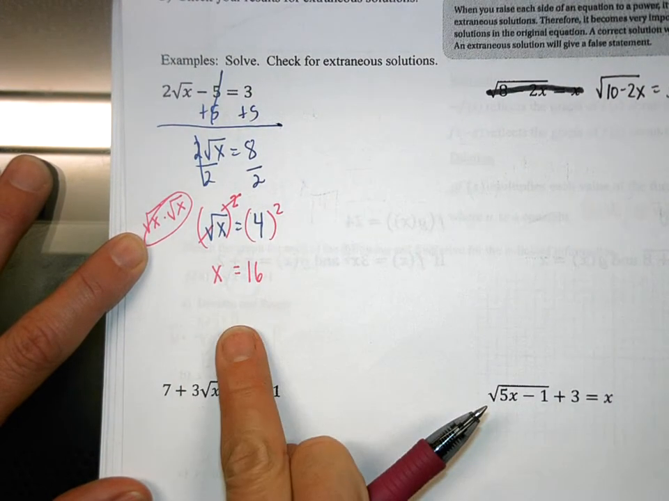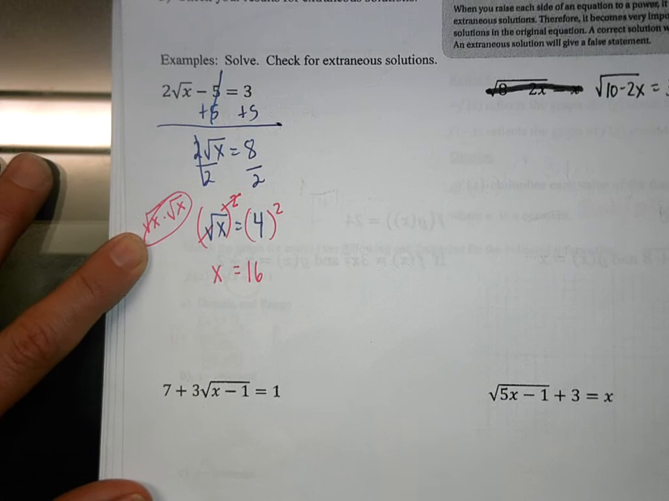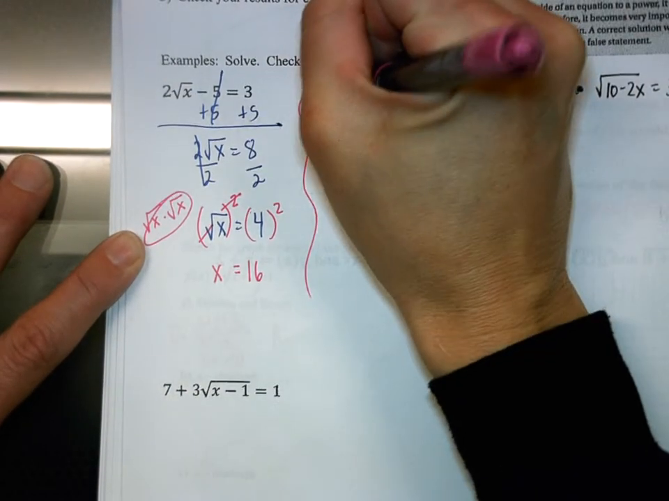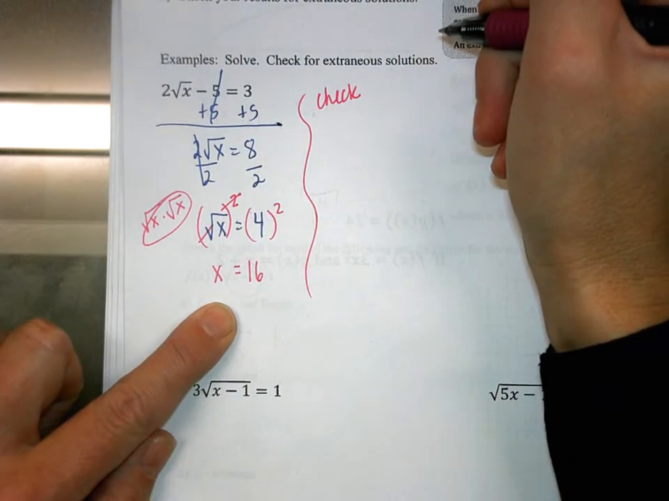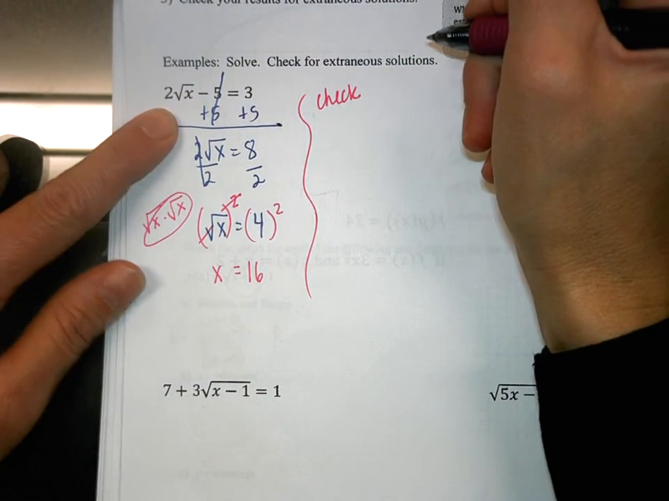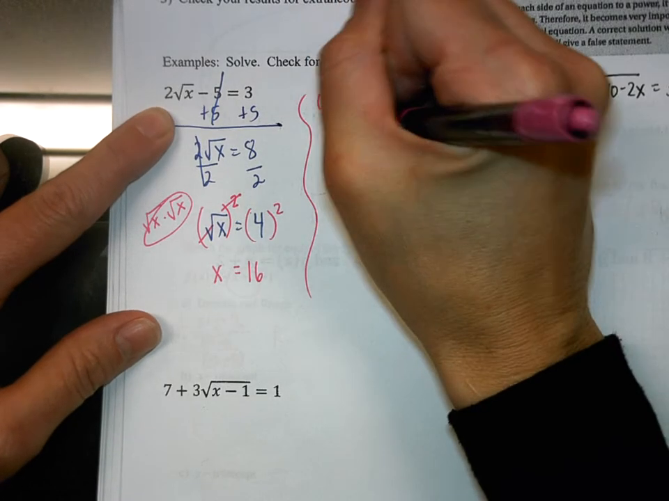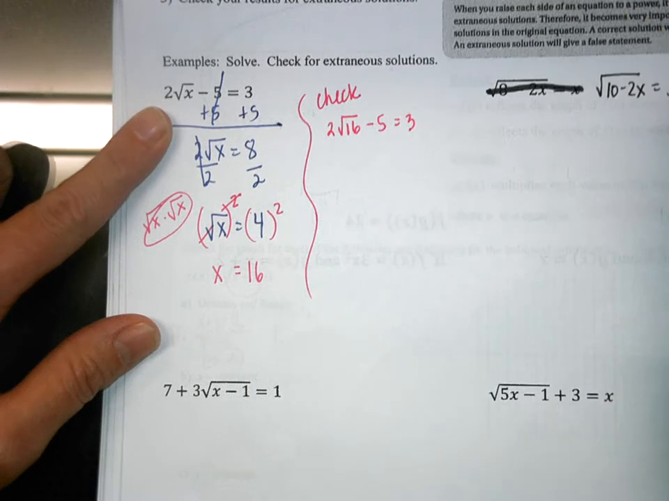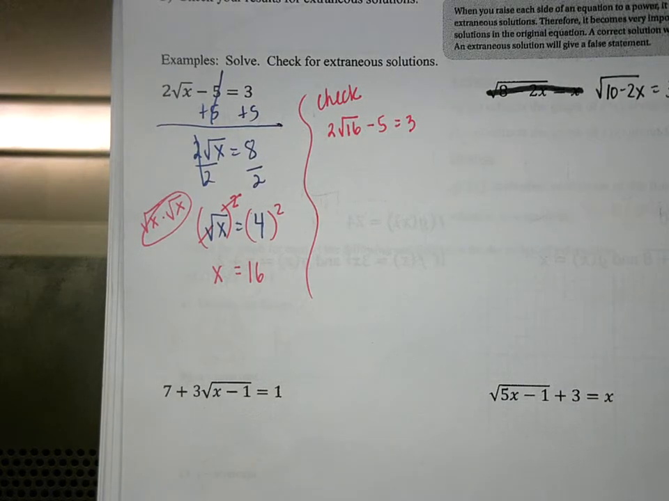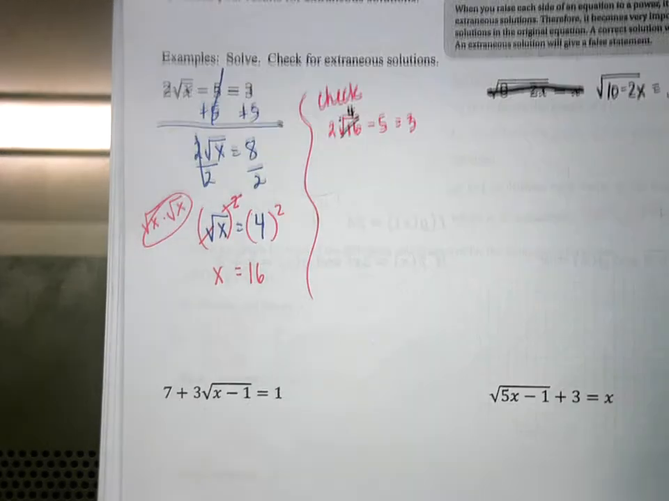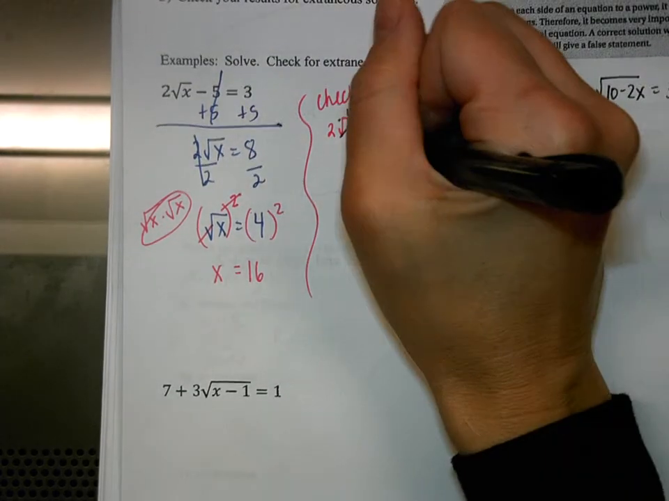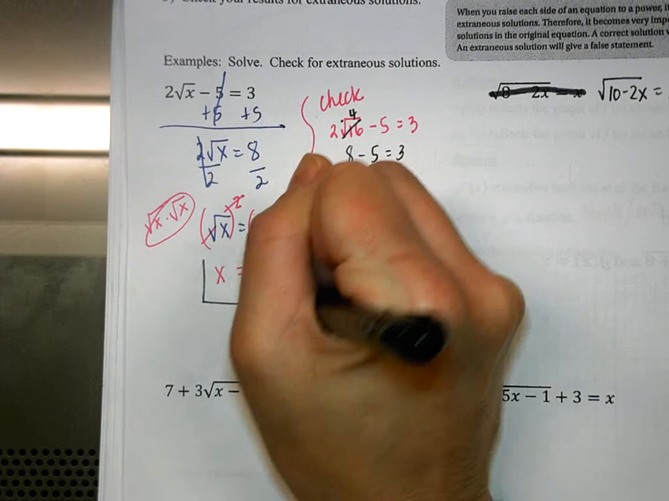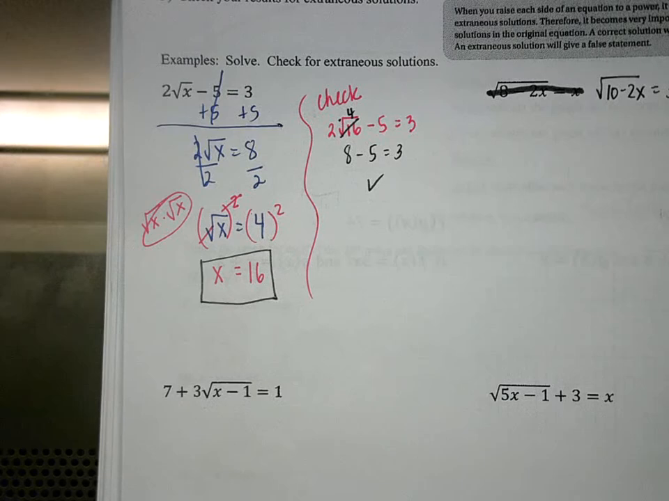So we believe that the answer is 16, but we need to check our work, and we need to make sure it's not an extraneous solution. Okay, so we're going to check to see if x equals 16 actually works. What we do is we plug it back into the original equation. So this would be 2 root 16 minus 5 equals 3. What's the square root of 16? 4. So I'm just going to write 4 there. So now I have 2 times 4, which is 8. And is 8 minus 5, does that equal 3? Yes, so it checks out. I'm good. I'm going to go back and circle or box my answer.